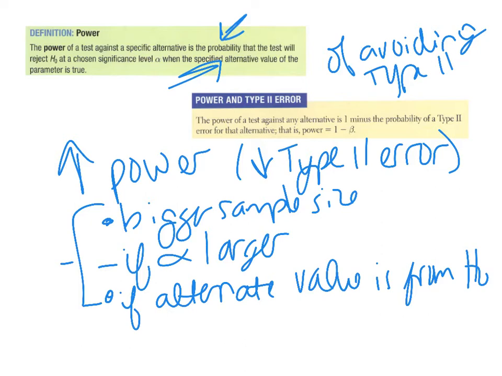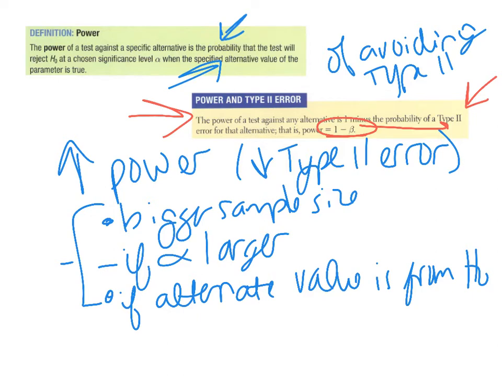You won't be asked to calculate this. You could possibly be asked to estimate it from a diagram or from a simulation, so we're going to look at one of those in just a minute. What I want to look at first is this power and the type 2 error. The power of a test is 1 minus the probability of a type 2 error. That's what beta is, our type 2 error. So 1 minus the probability of that.